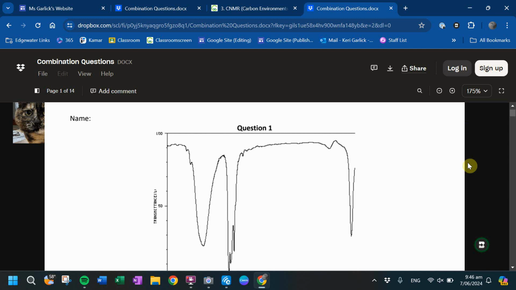I kind of want to spend a little bit. Sorry, my brain is not fully functioning because I'm still not 100%. I want you guys to have some time to figure out and understand how to get information from these different spectra.